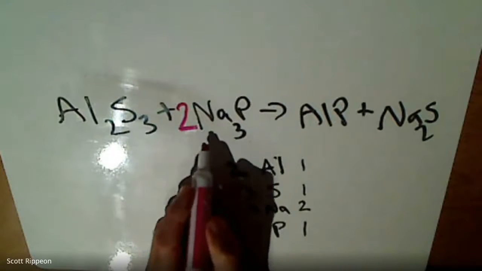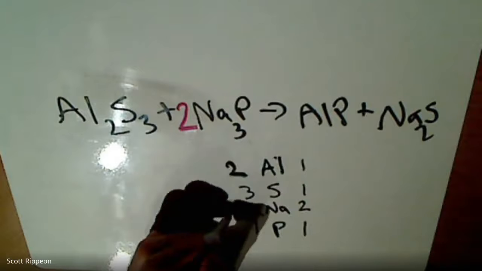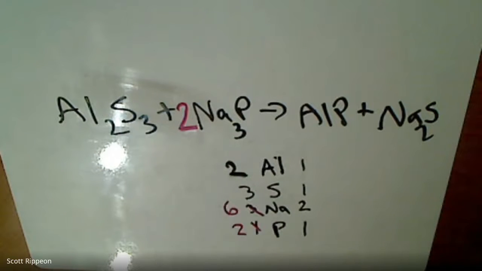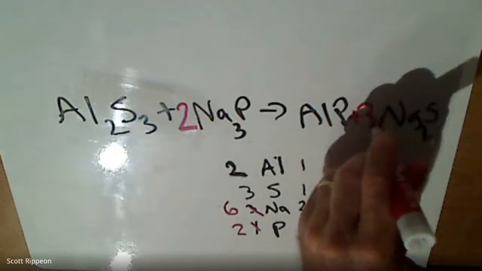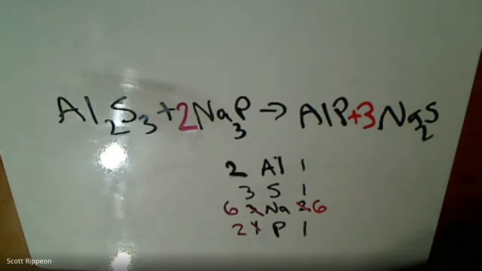Now that's going to change a couple things. That's going to change the number of sodium. 2 times 3 is 6. But it also changes the number of phosphoruses, because 2 times 1 is 2. Okay, that fixed half my sodium problem. If I fix the other half of my sodium problem, I'm going to multiply this one by 3. That's going to make there be 6 sodium. But that's also going to make there be 3 sulfurs. Which is nice, because there's 3 sulfurs over here, so there's got to be 3 sulfurs over here.